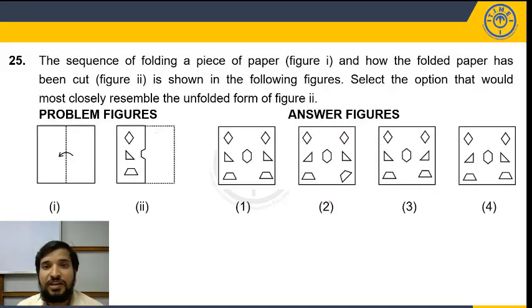Now we'll see the next question. The sequence of folding a piece of paper, figure 1, and how the folded paper has been cut in figure 2 is shown in the following figures. Select the option that would most closely resemble the unfolded form of figure 2. Now, if I unfold figure 2, the rhombus will look similar.